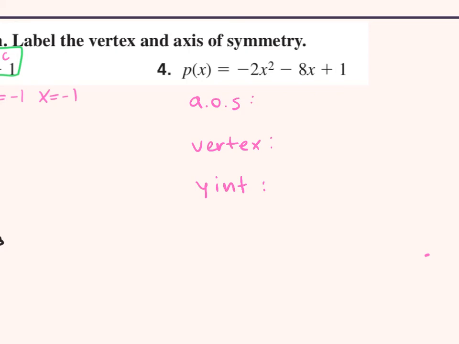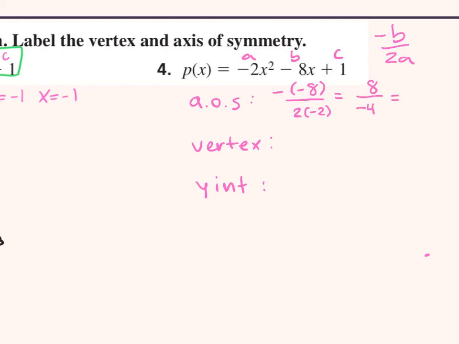What formula do we need to find our axis of symmetry? Awesome. Negative b over 2a. So we get our a, b, and c from our coefficients. We have negative 8 over 2 times negative 2. So a negative times a negative just becomes positive, so we have positive 8 on top. 2 times negative 2 becomes negative 4.